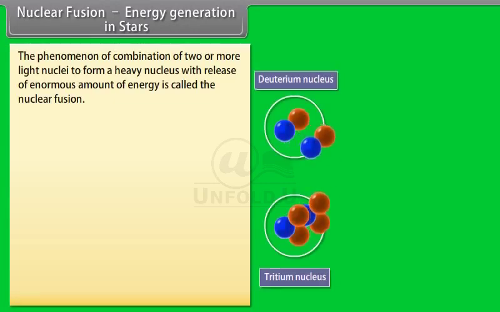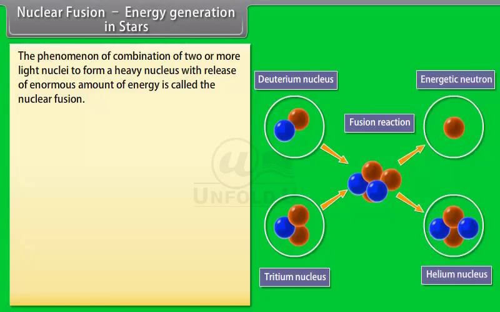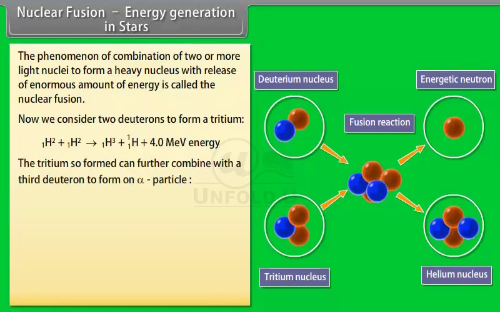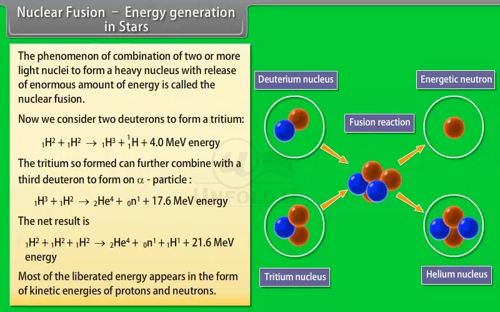Nuclear fusion, energy generation in stars. The phenomenon of combination of two or more light nuclei to form a heavy nucleus with release of enormous amount of energy is called nuclear fusion. Now we consider two deuterons to form a tritium. The tritium so formed can further combine with the third neutron to form an alpha particle. The net result is that most of the liberated energy appears in the form of kinetic energies of protons and neutrons.